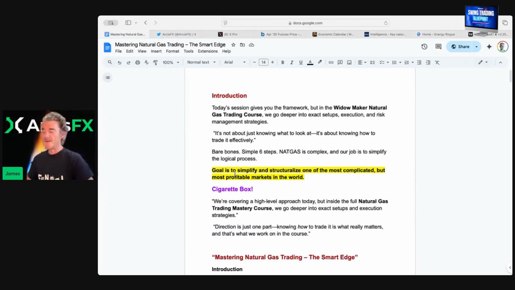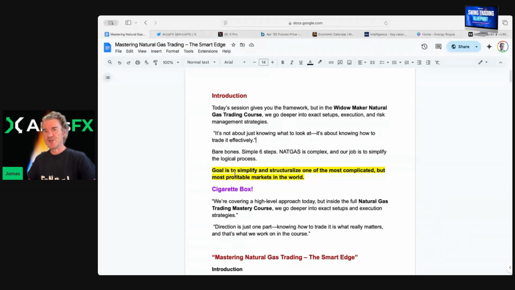So we're going to talk about the bare bones. Now, I've got a very simple theory about many things, and it's the cigarette box theory, but we'll get to that. The bare bones: there are 6 steps to setting up a natural gas trade. And once you know those 6 steps, you can repeat them time and time again in order to get that edge in trading the natural gas market that you need. And it's really pretty simple.